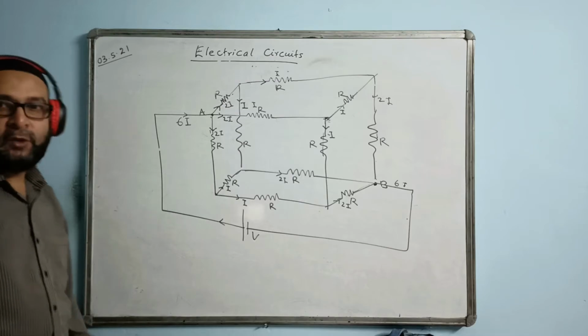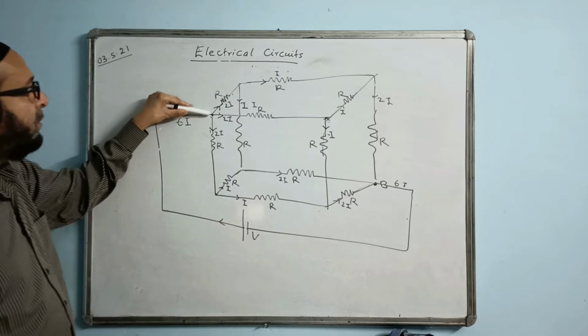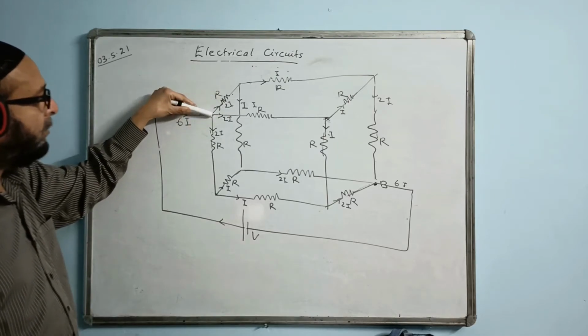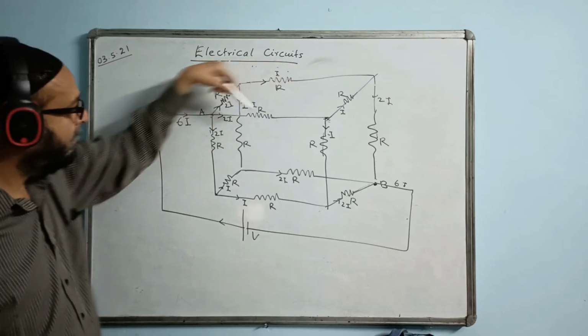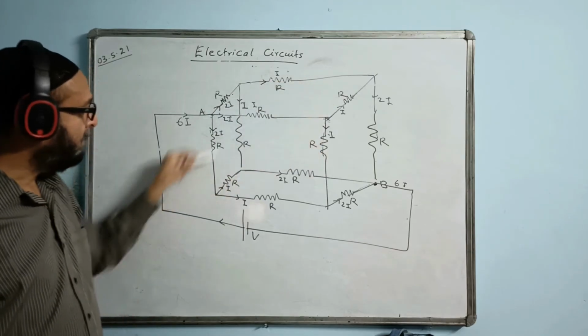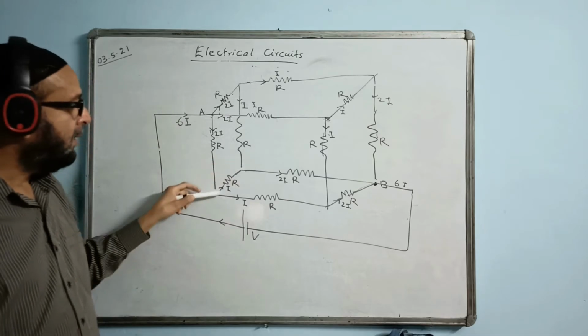Once again, see the distribution of the currents. 6I is taken, dividing into three branches, 1, 2, 3. Now 2I comes here again, dividing into two branches, I and I. This 2I comes here, dividing into two branches, I and I. This 2I comes here, dividing into two branches, I and I.